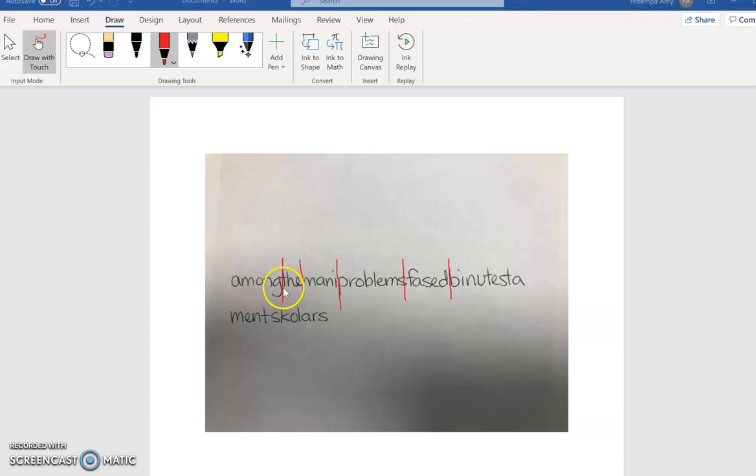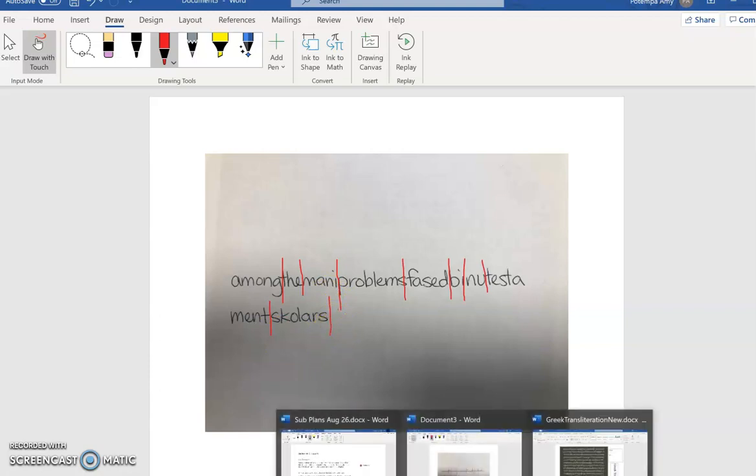Okay, so we've got "among the many problems faced," and then again, phonetics. So it's B-I, but it's "by." And this is where sometimes you have to look on the next line, right? Because there's no hyphens. So a word can start on this line and end on this line, right? So it's "among the many problems faced by New Testament scholars." The word there is "scholars."